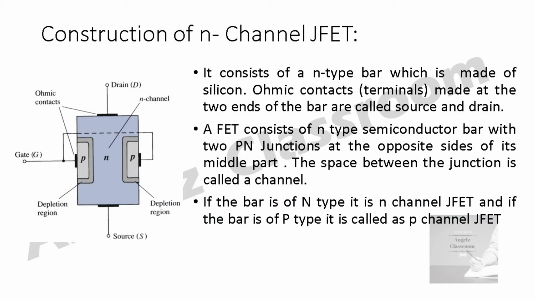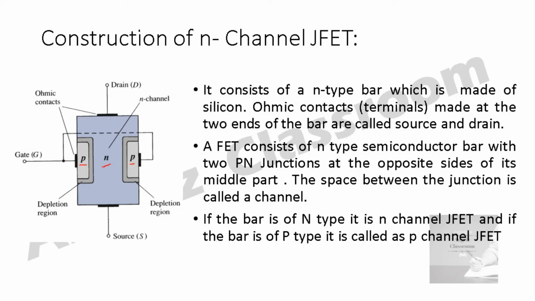Next, we are going to see the construction of N channel JFET. To construct this N channel JFET, I am going to take an N-type bar which is made of silicon, and two ohmic contacts are made at the two ends of the bar, that is at the top and the bottom. Those ohmic contacts are for source and drain. P type is doped on two opposite sides, that is in the middle part, for the gate terminal. The space between these junctions is called the channel. If you are going to design an N channel JFET, you have to take the corresponding N type silicon bar, whereas if you are going to construct P type, you have to take a P type substrate.